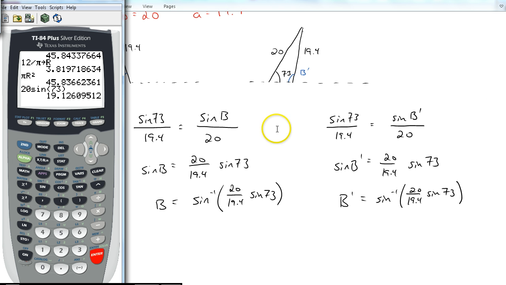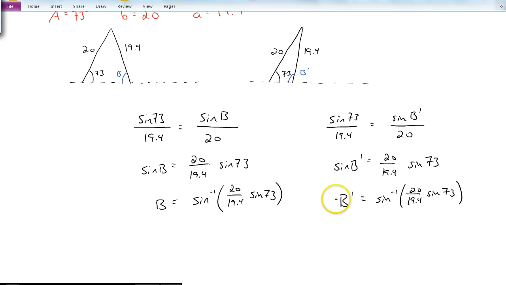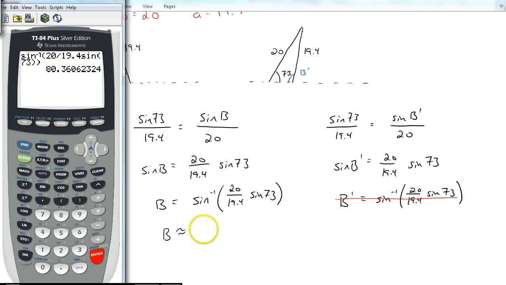I'm going to type that in. Let's do inverse sine of 20 divided by 19.4 times the sine of 73. And you're going to see I'm going to get an acute angle out of this. 80.36 degrees. That can't possibly be B prime. Okay, so before I go any further, I'm just going to scratch this off. It's just not going to happen. Okay, so B is approximately, what was the number again? 80.361.